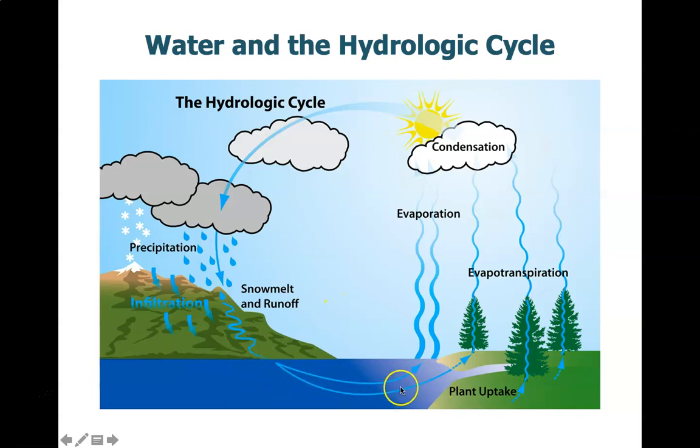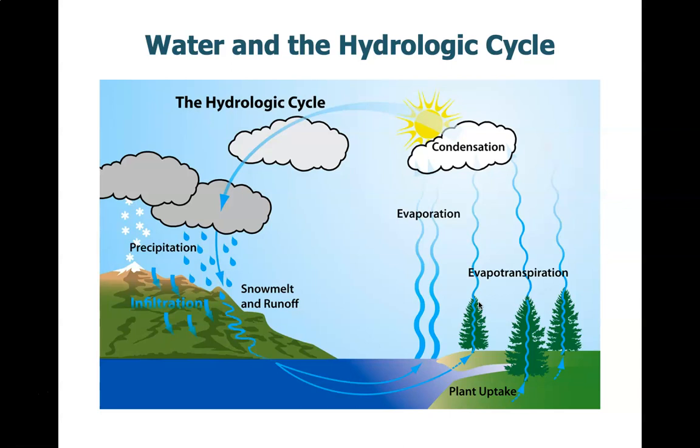Plants are going to uptake water through a process called evapotranspiration, transpiration. So what happens is in the leaves of a plant, they have little tiny holes. Now those holes are open for gas exchange because remember, plants have to take in carbon dioxide. They have to release oxygen. So as those little pores are open, water also evaporates out.